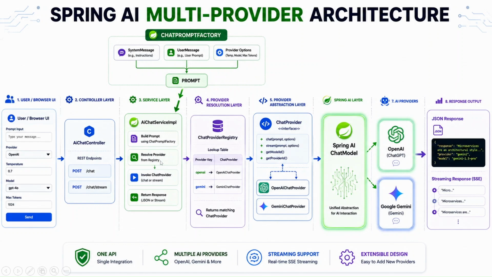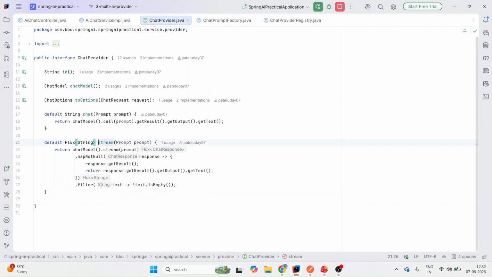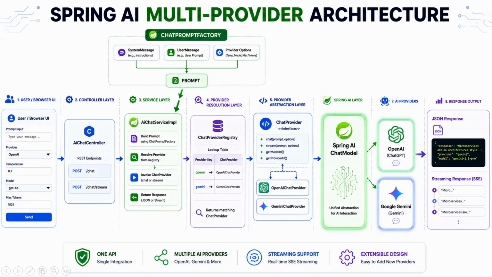So from this step, you can see we are currently at the service layer and we have the prompt ready and the provider ready. So we are calling the provider stream method and passing this prompt. Let me go over here, and you can see the chat model inside this interface, chat provider. Over here we are calling stream prompt. When I say stream prompt, it basically calls the Spring AI chat model, and the Spring AI chat model calls Gemini or OpenAI as per our input.